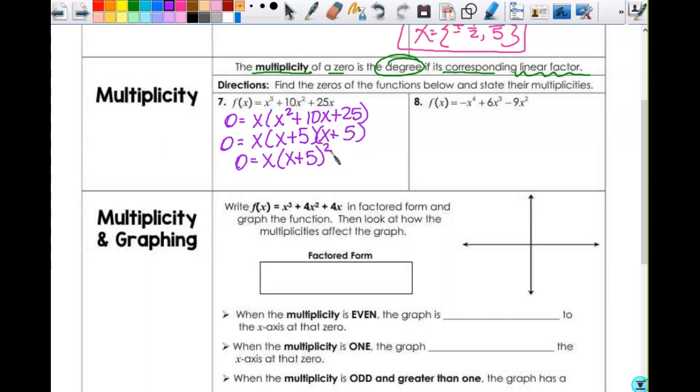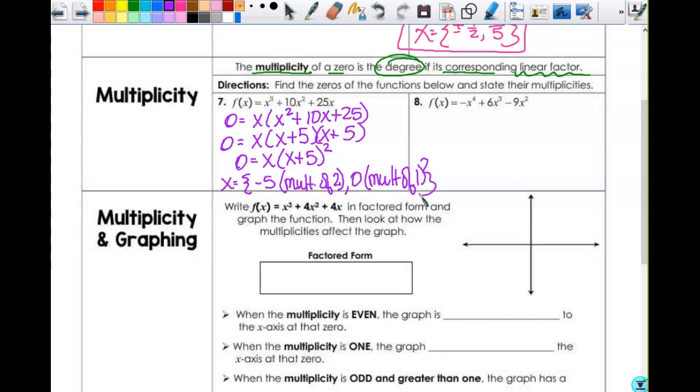Okay? So I have two linear factors. I have x and I have x plus 5. And x plus 5 is a double, so it's going to give me what's called a double root. So my zeros are -5, which has a multiplicity of 2, and then 0, which has a multiplicity of 1.